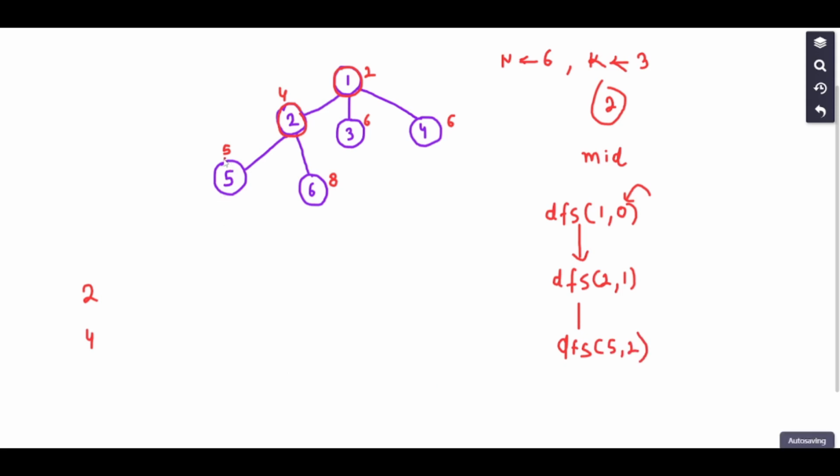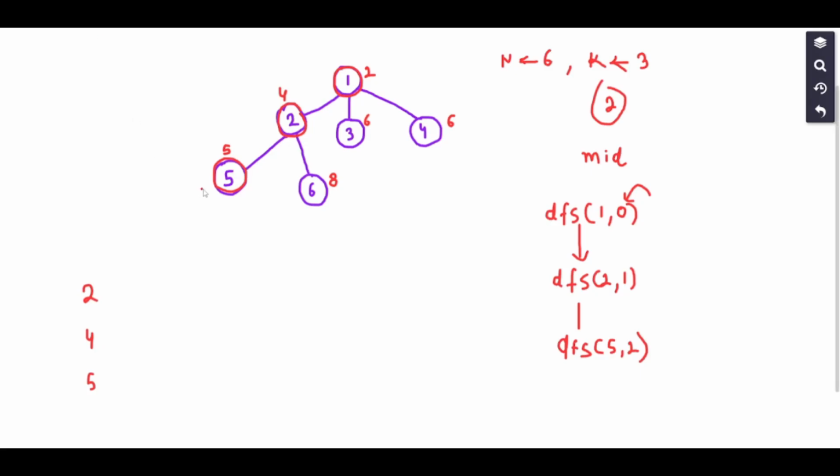Now I am over here, so I'm going to have the weight as 5. This has no children, so the only weight that I can obtain here would be 5. I will check if this 5 exceeds mid or not. It is not. So this component will return 5.